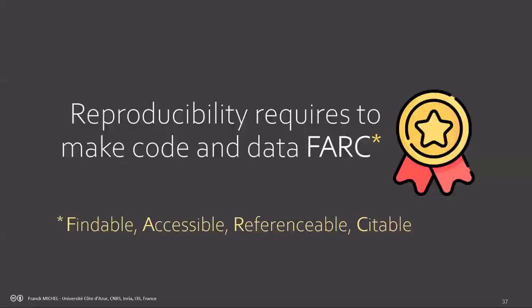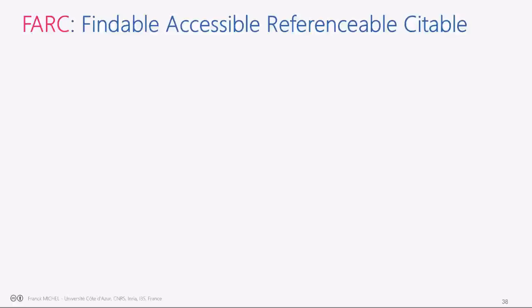But if we consider the more global scope of research reproducibility, we don't need just citability. We need no more than that to make things reproducible. And for that, I have called it FARC: findable, accessible, referenceable, and citable. These are the properties that we need to enforce on our data and our code. First of all, this acronym FARC, I made it up. So do not communicate around saying, my code is FARC and so on. No, it's not going to work.